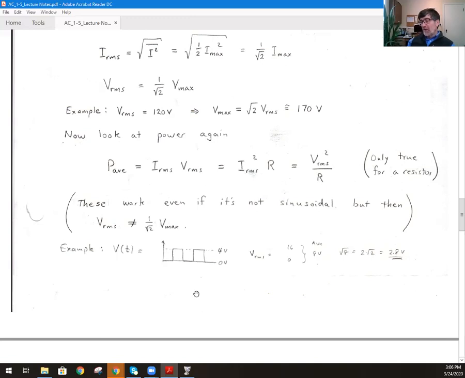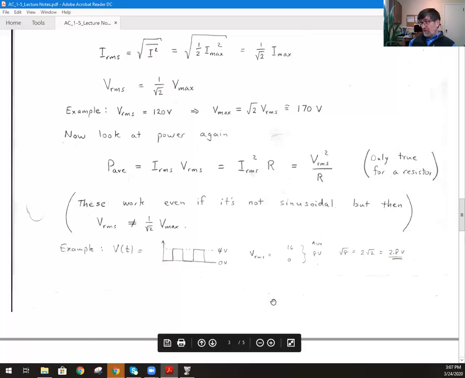Just beware that the relationship, this 1 over the square root of 2 relationship between the RMS value and the maximum value, that's only true if it's a sinusoidal waveform. Here, for example, is something that is not, just to show you a different example. What if we had a waveform that alternated between 0 and 4 volts? So that half the time it was 4 volts, half the time it was exactly 0. What would the RMS value of that be? Well, half the time it's at 4 volts.